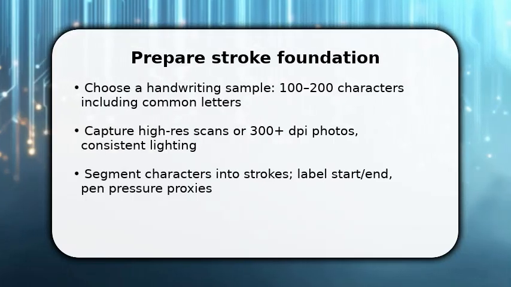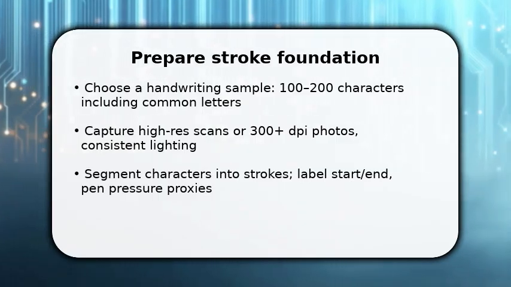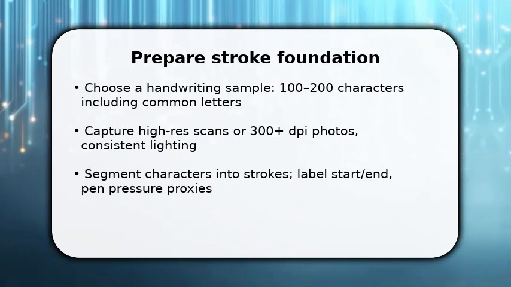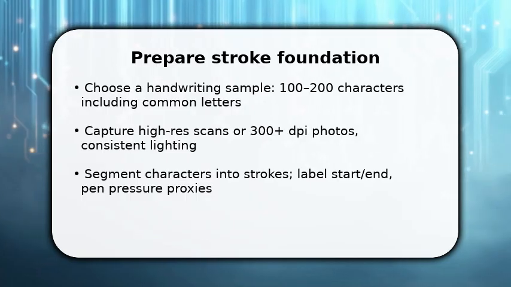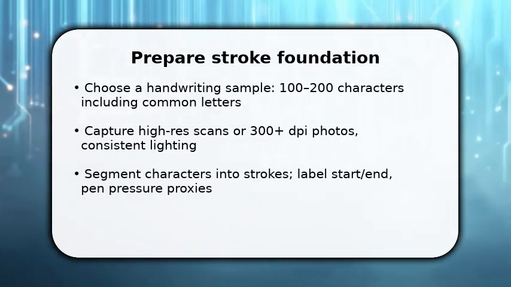You start by building a clean stroke foundation. Pick a 100-200 character sample that represents your regular letter shapes, because variety trains the model faster. Once done, capture high-resolution scans or 300 dpi photos under even lighting to avoid noise.